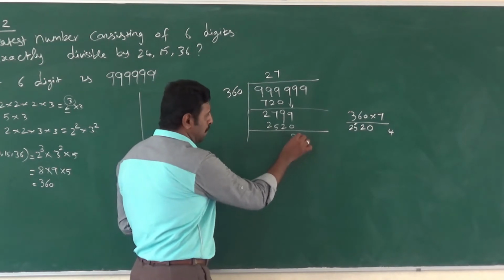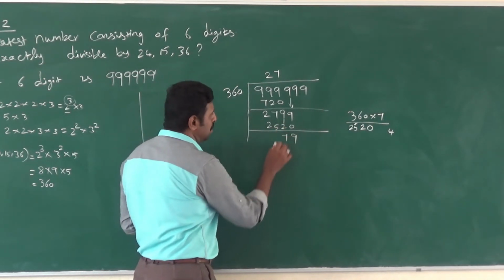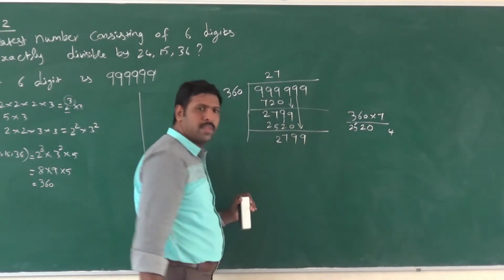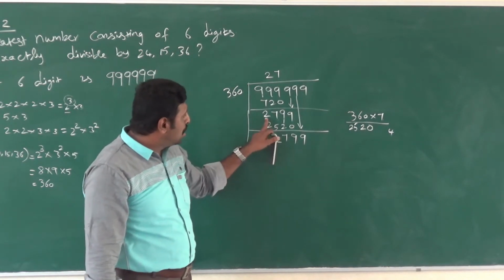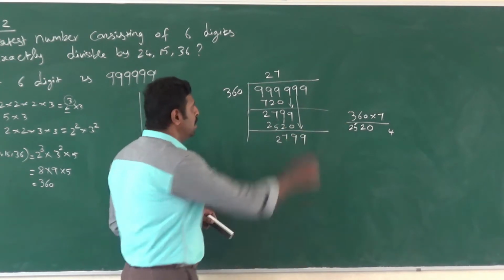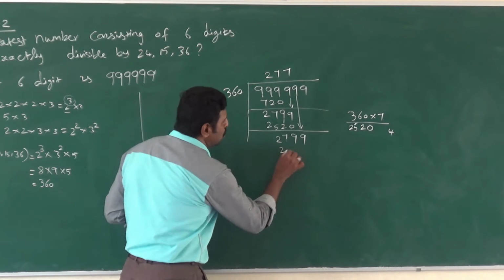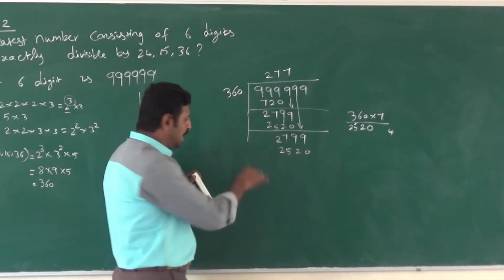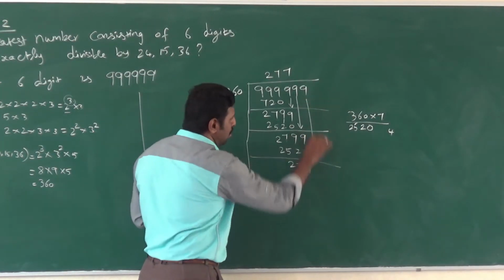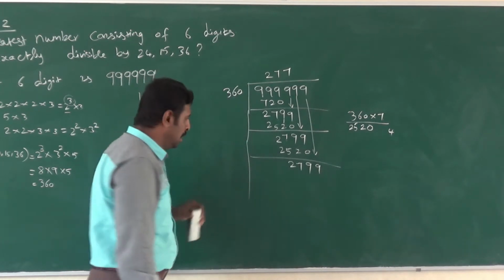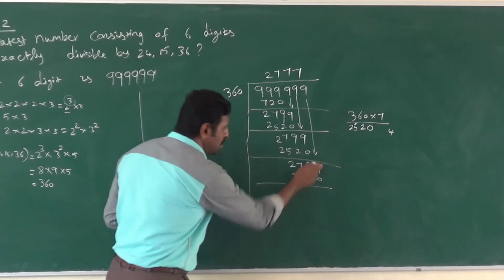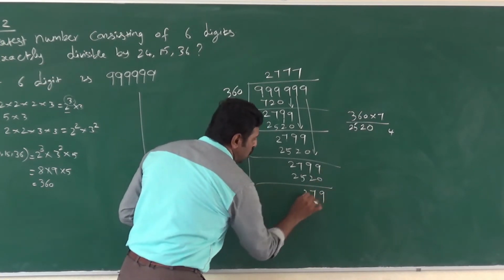Subtract this term and we get 279, and here we have 2799. So the next digit is 9, right? Then again we have 2799, and again the term will be the same. So it will be again 7 times, right? So we get 2520. Subtract again. If you subtract the same term, we get 279. The last digit is 9 here. Then again we multiply by 7, we get the same number 2520. When we subtract this, we get 279.